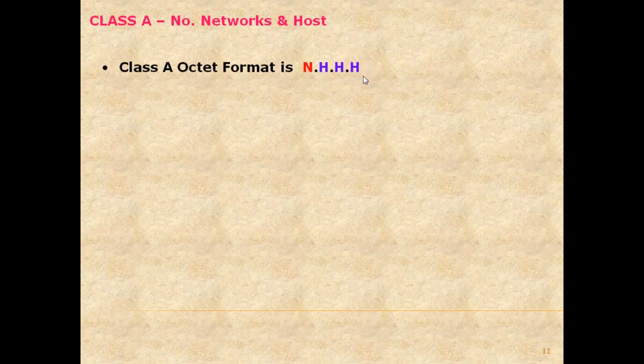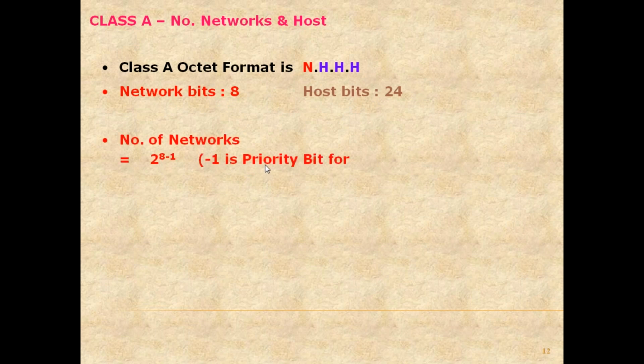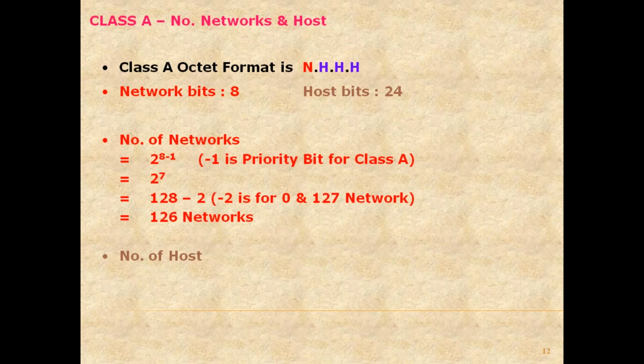Class A is 1 network and 3 hosts octets. So network bits are 8 and host bits are 24. So number of networks, how to calculate? 2 power 8 minus 1, because there is one priority bit and one common bit. So 2 power 7 will be 128. So the final number is 126.